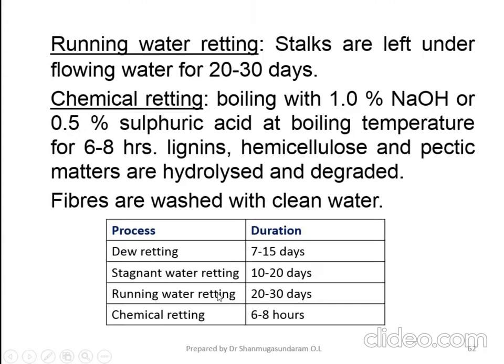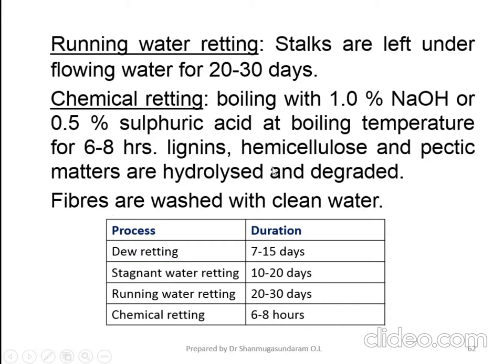Then the third retting process is running water retting. The stalks are left under flowing water for about 20 to 30 days. Then chemical retting: you have to treat it with 1% sodium hydroxide solution, or 0.5% sulfuric acid, at boiling temperature for about 6 to 8 hours. So what will happen? The lignin, hemicellulose and pectin materials are hydrolyzed and degraded while treating with sodium hydroxide solution. All the impurities are removed during this chemical retting process. Finally, the fibers are washed with clean water.